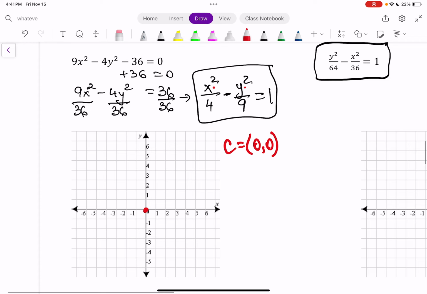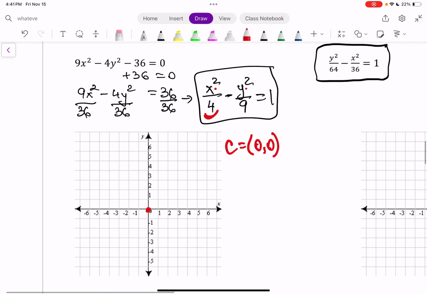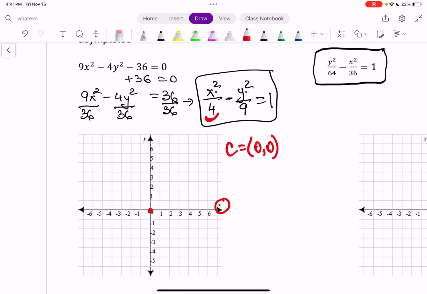And we'll do the same thing we did for the ellipses. Under the x, you see a 4. So in an x direction, we'll go by the square root of 4 left and the square root of 4 right. So again, what's being squared there? It's a 2. In a y direction, I see a 9. So 9 is 3 squared. That's where I'm going 3 units up and 3 units down.